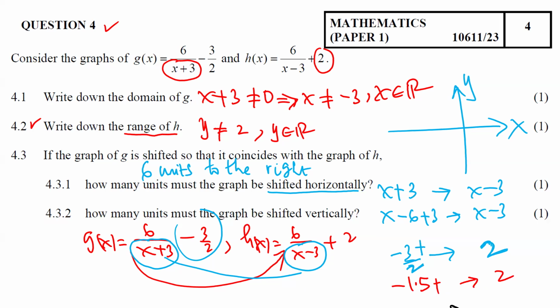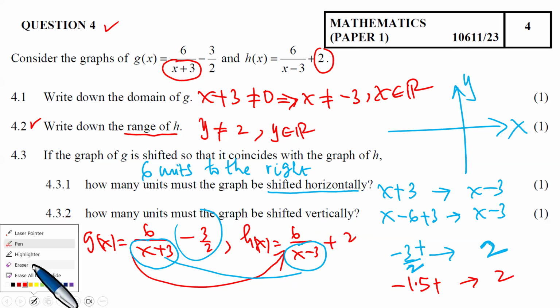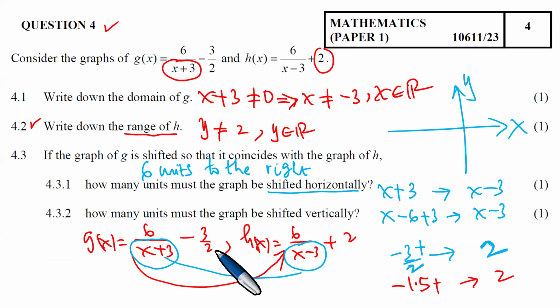Nombuso, what number? What number do we add? Because they're asking how many units the graph must be shifted vertically. For the vertical shift, you just look at this number here. And then we can add. What can you add?